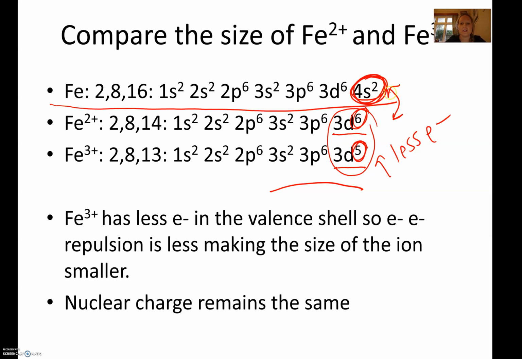So this would be discussing loss of energy level, and if you talk about loss of energy level, you must talk about distance being smaller for this one and less shielding, whereas between these two, there's no loss of energy level, it's just a reduction in electron-electron repulsion. Any questions? Pop them on Teams.